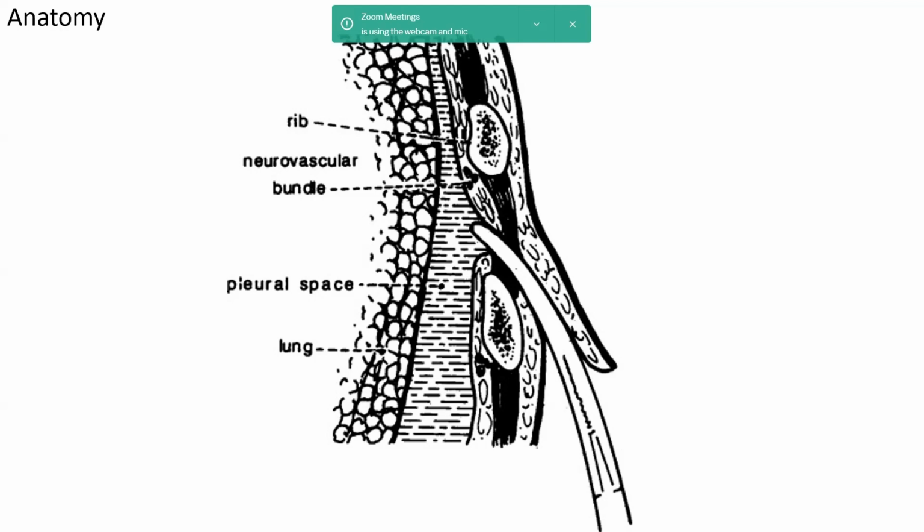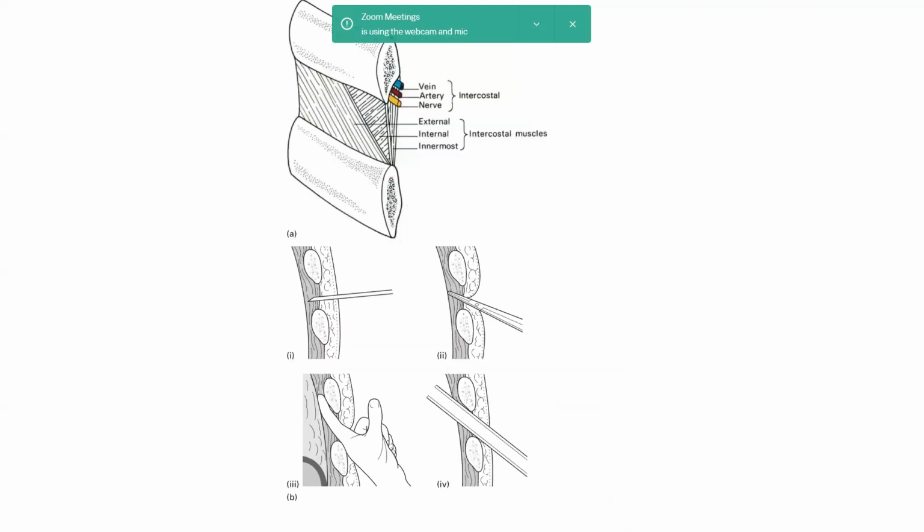Then you insert a finger and feel the pleural space, and if the lung is adhered, you can sweep it away with the finger and make this space. So as demonstrated in this diagram, this is the basic way that we insert an ICD tube.